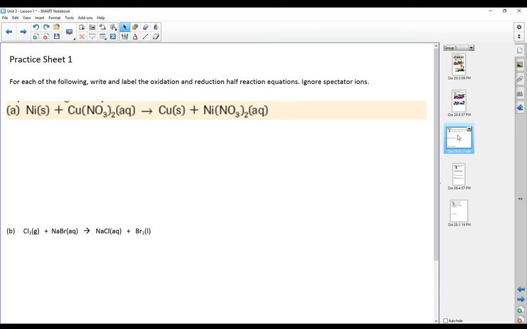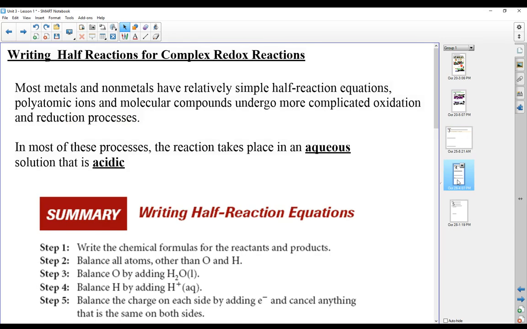All right, once you have completed practice sheet 1, please hop on to the next section, which is writing half reactions for complex redox reactions. So I'm going to stop this screencast here, and then we'll have a separate one for the last bit of lesson 1.